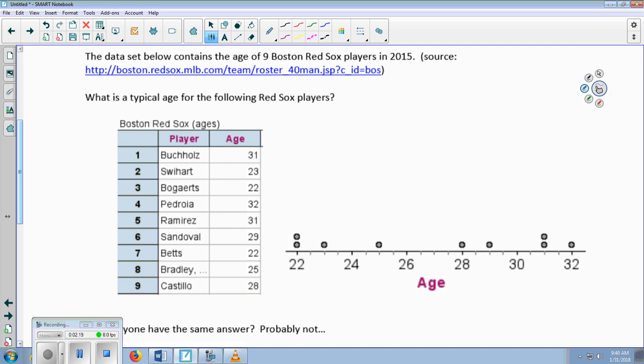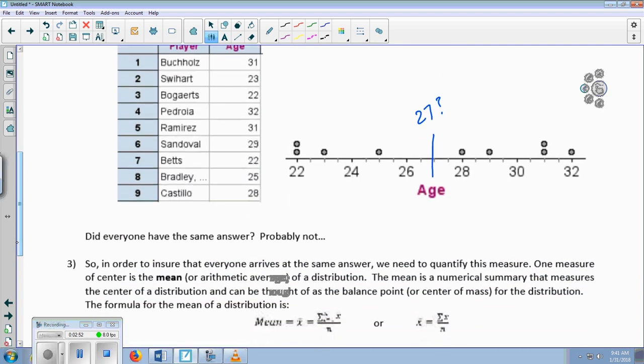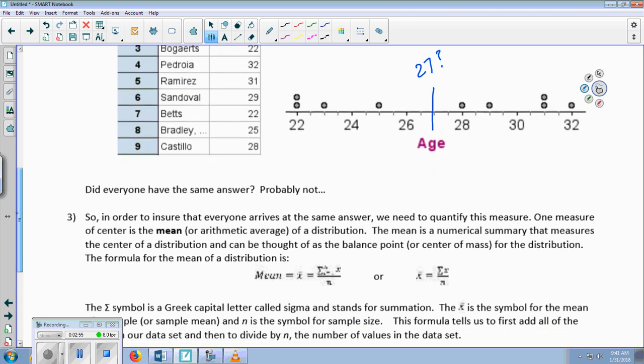So what is a typical age for the following Red Sox players? Let's first look at the graph and just eyeball it. It looks like it could be right here. We could say the typical age is possibly 27. Would everybody agree on this perfectly? Maybe, maybe not. So let's talk about how we can actually calculate a measure of center.